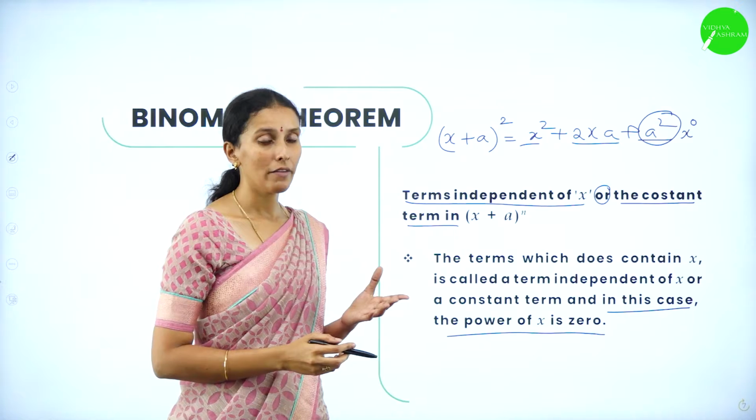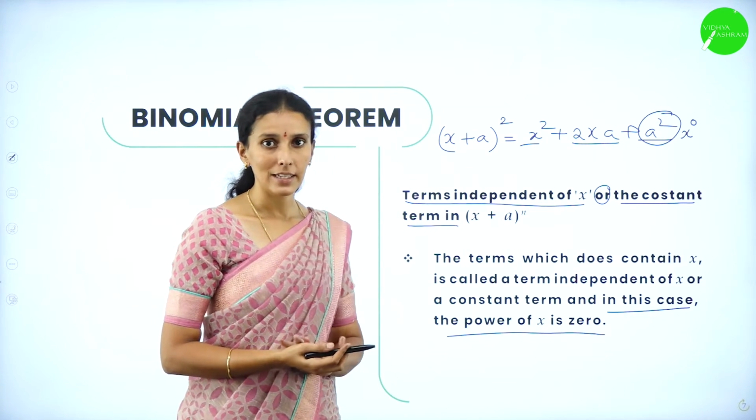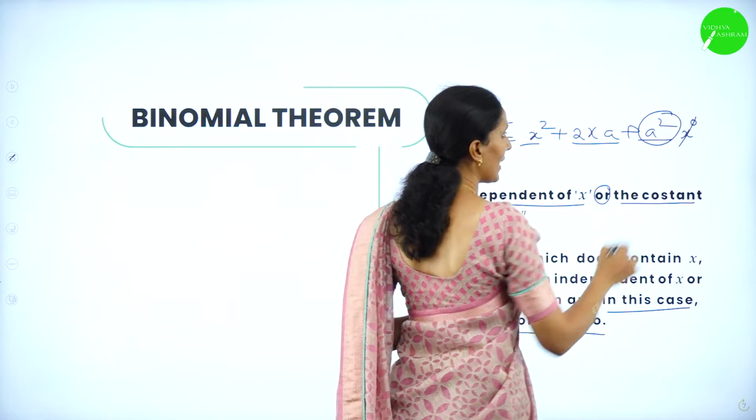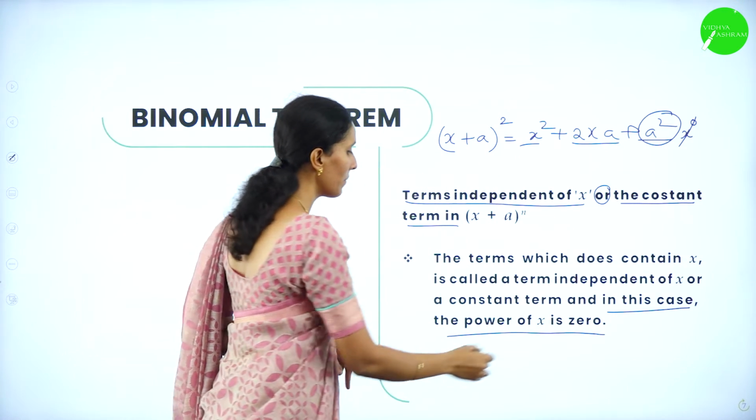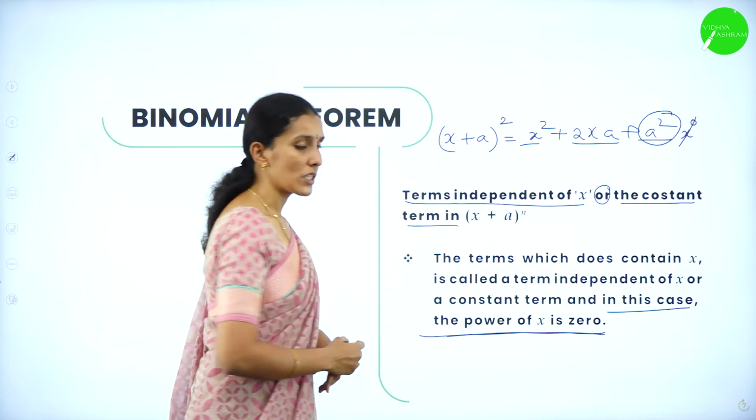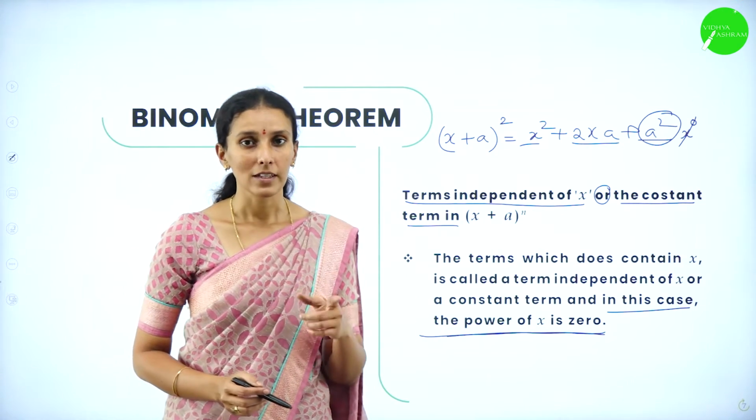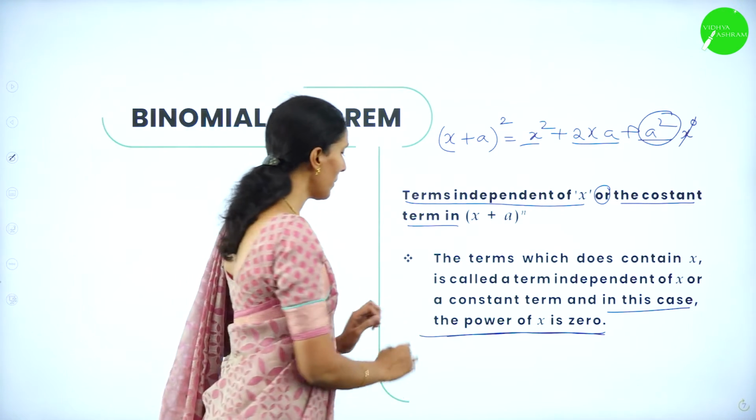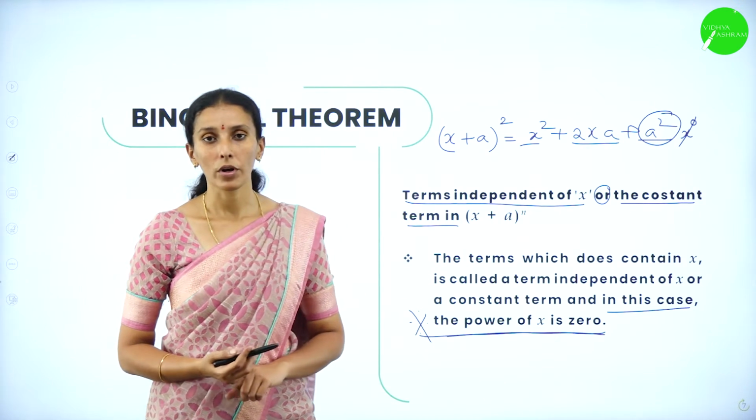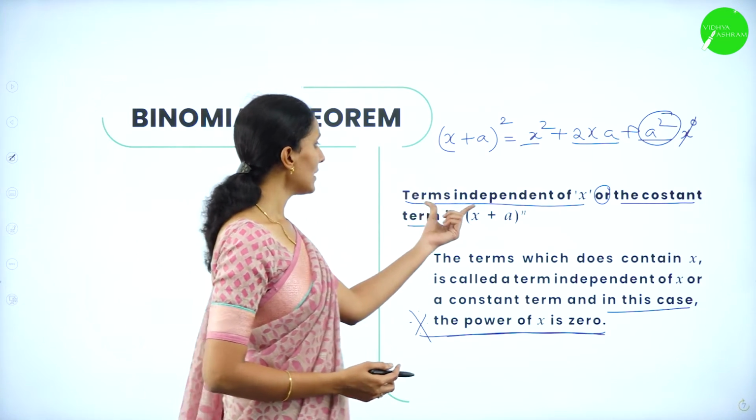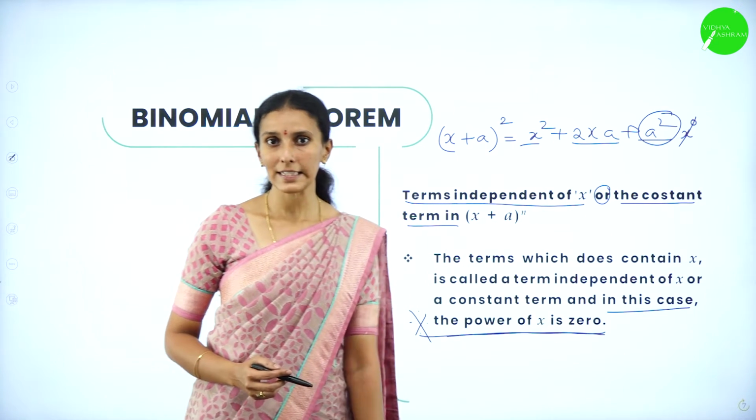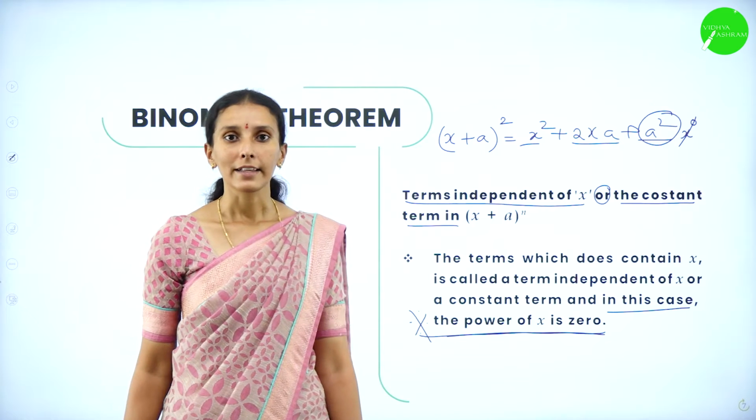Whenever you have a base with power 0, the value is 1. So, therefore, no need to write x to the power 0 there. That means they are constant terms. So, therefore, whenever you have a constant term, the power of x is always 0. So, remember this condition, very important. This statement is very important to find the constant term or term independent of x in the binomial expansion.